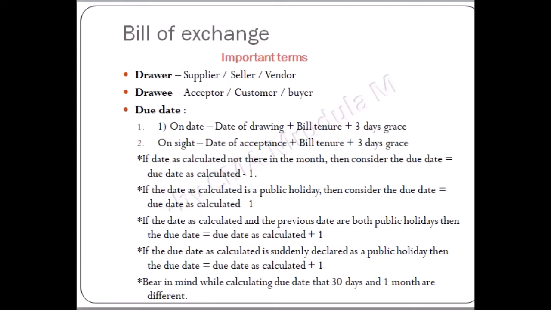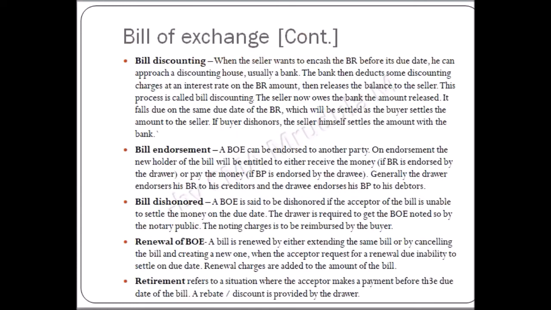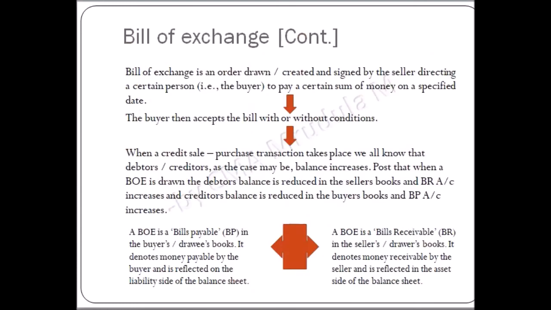Let's move on to the next chapter, Bill of Exchange. Starting from the second slide of the chapter. Yes. So, a bill of exchange is an order drawn and signed by the seller directing a certain person, which is usually the buyer, to pay a certain fixed sum of money on expiry of a certain period of time. So, breaking down the definition, it is called an order because the seller is ordering the buyer. Okay, it is drawn and signed. That is, it is created and it is also signed and stamped by the seller.